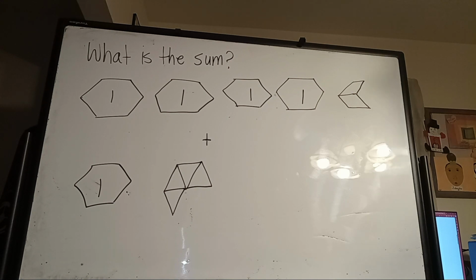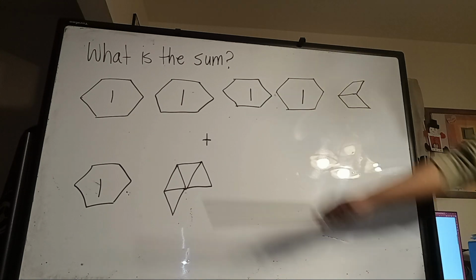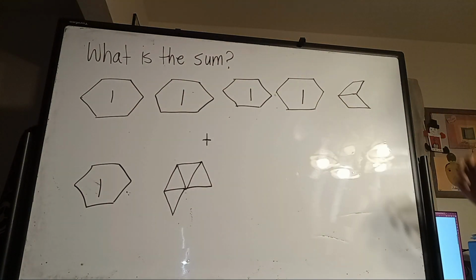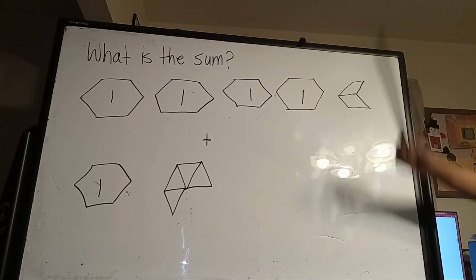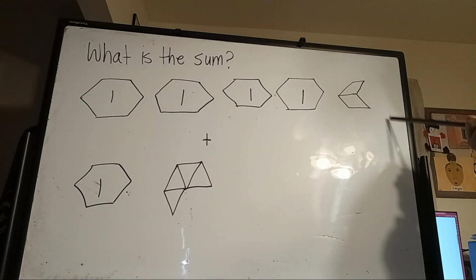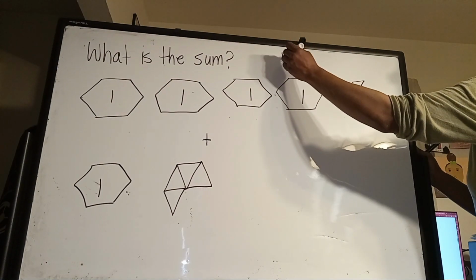So these are hexagons. And how do we know? Because they have 6. Oh, and also I hand drew these, so please bear with me. But a hexagon has 6 sides.